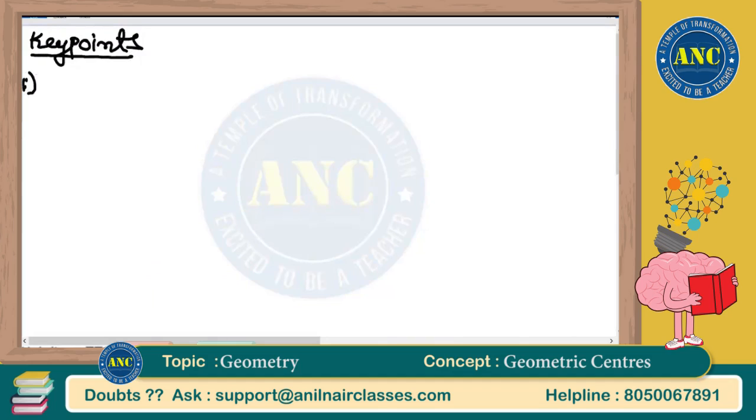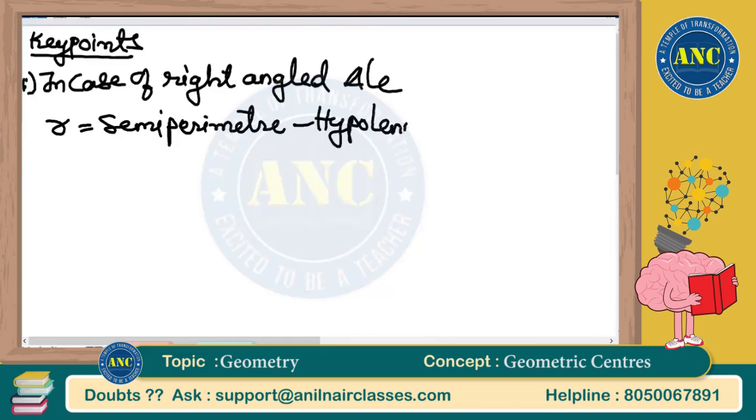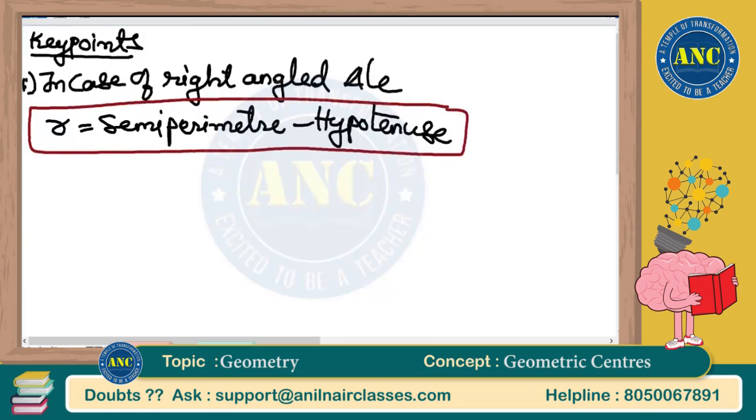First key point. In case of a right angled triangle, the inradius is given by semi-perimeter minus hypotenuse. In case of a right angled triangle, the inradius is given by semi-perimeter minus hypotenuse. Why it is, that also we will see. Proof. It's a very, very important concept.